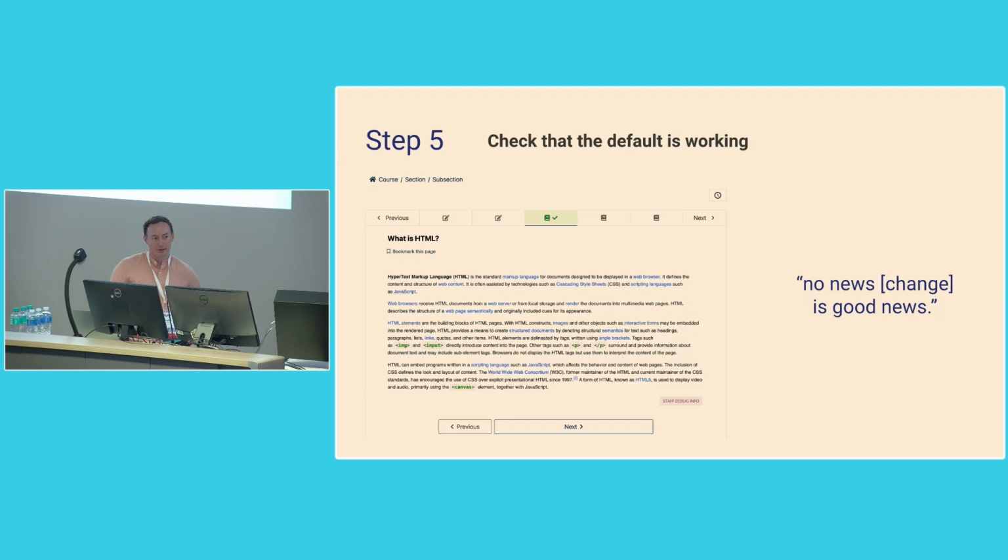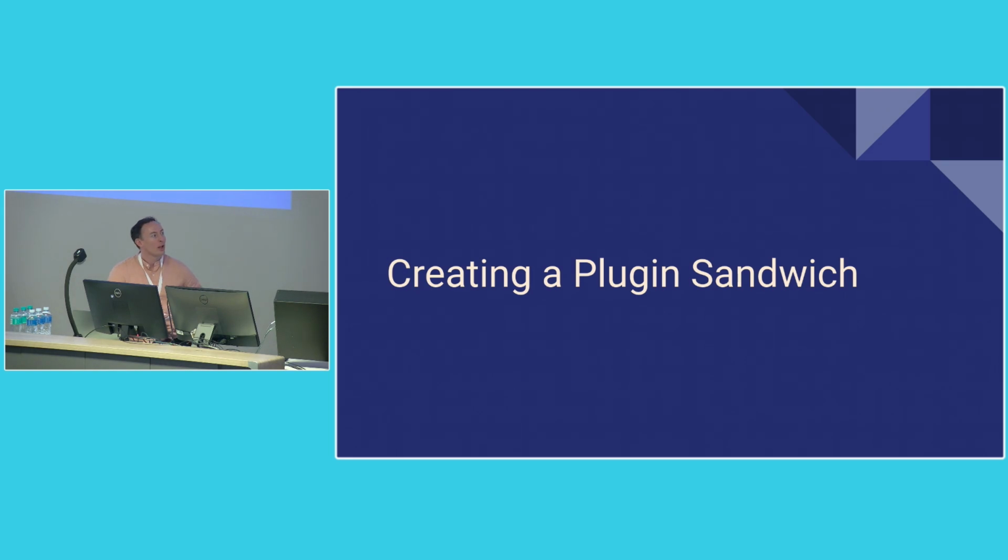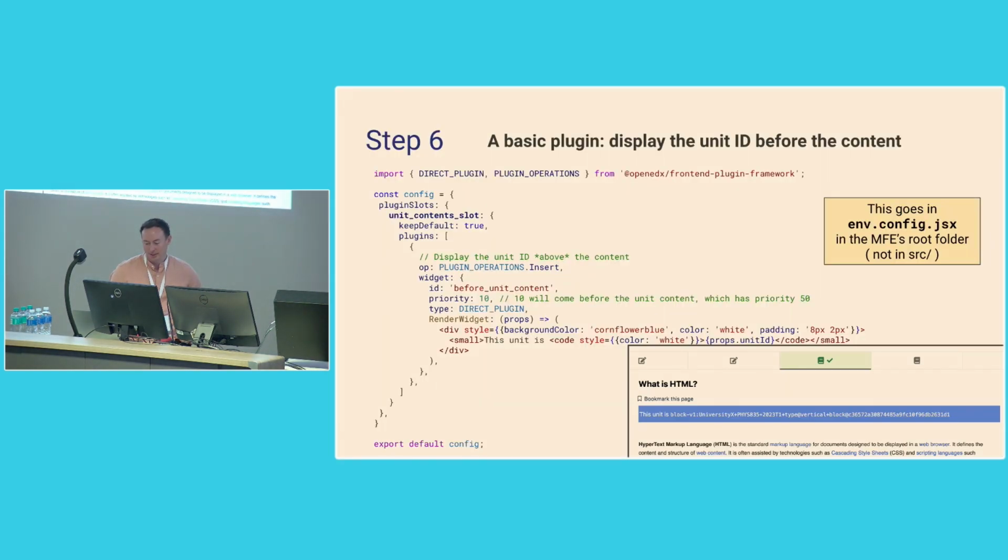So by now you should have this part where we've changed the unit contents into a slot, but so far it doesn't look any different. That's good news. Now we're going to create a plugin sandwich. What that means is we'll put a plugin before and a plugin after, and you'll have the unit in the middle, and it'll be a tasty sandwich.